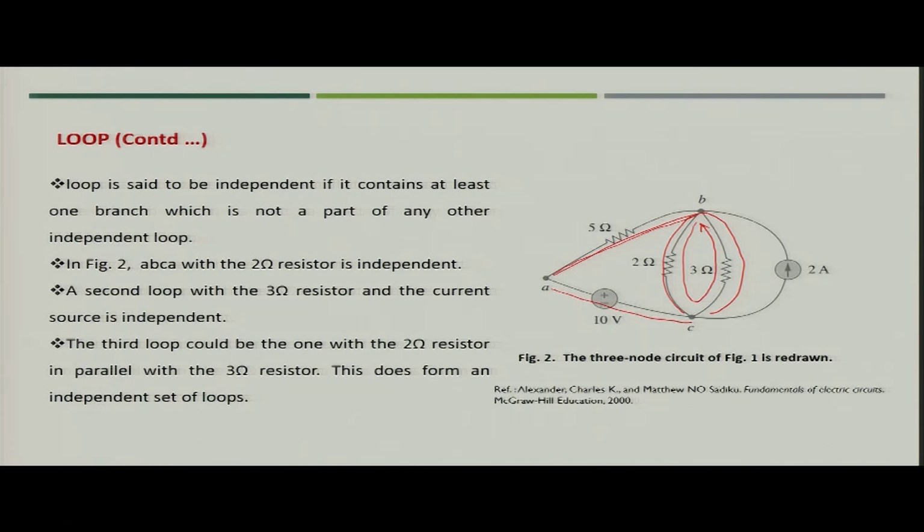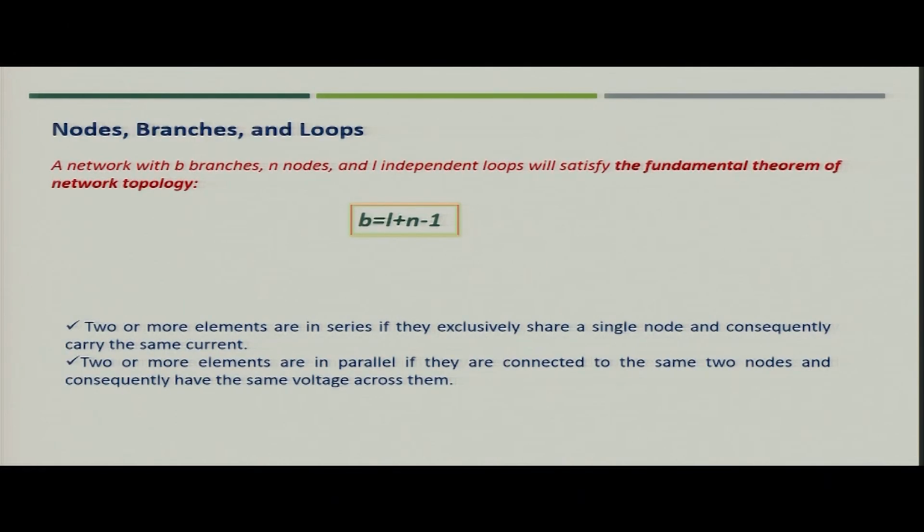Now, the question is how you will find out whether you have got the correct number of loops or not. For that we use the fundamental theorem of network. So, B is nothing but L plus n minus 1, where L is the number of loops, n is the number of nodes and B is the number of branches. You can find out the number of nodes and the number of branches, so you can easily find out the number of loops. So, L would be nothing but B minus n plus 1.